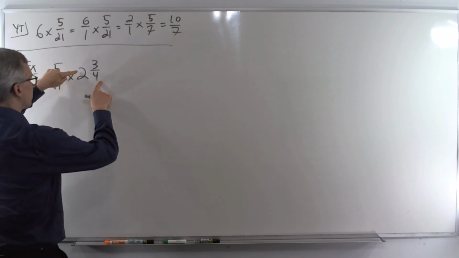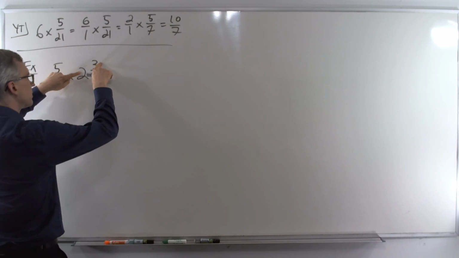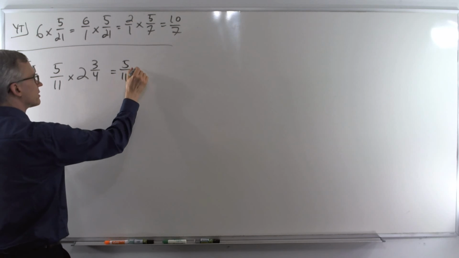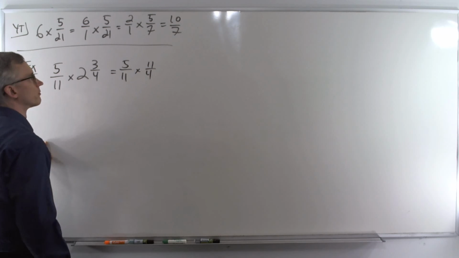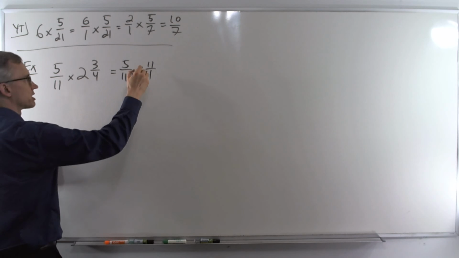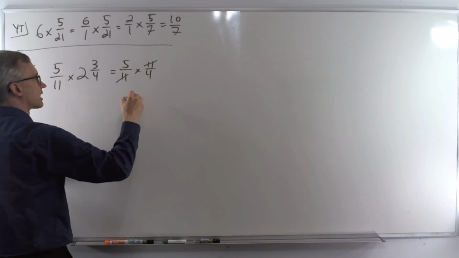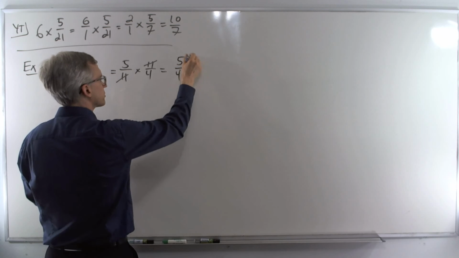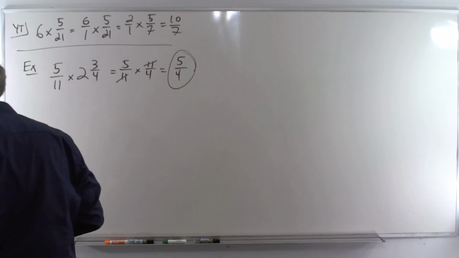All right, so we'll do 2 times 4 is 8, plus 3 is 11, so this is 11 fourths. So we get 5 over 11 times 11 over 4. All right, now we're going to multiply straight across, but we have a cancellation here. So 11s cancel, turn into 1s, 5 times 1 on top, 4 times 1 on the bottom. 5 fourths.